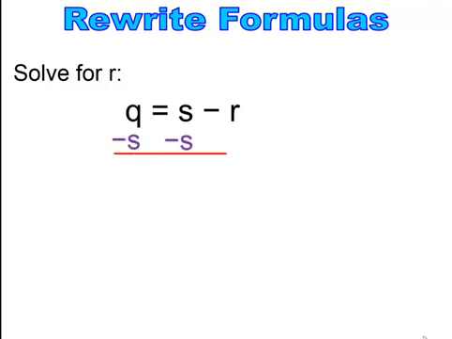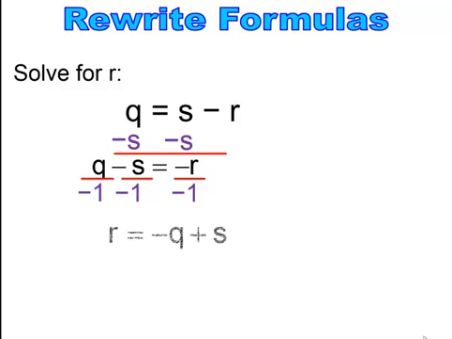So you're solving for r here. You need to first subtract that s. You're going to end up with q minus s equals a negative r. And now you need to get rid of that negative sign. To do that, you're going to divide everything by a negative 1. And you're going to be left with r equals a negative q plus s.